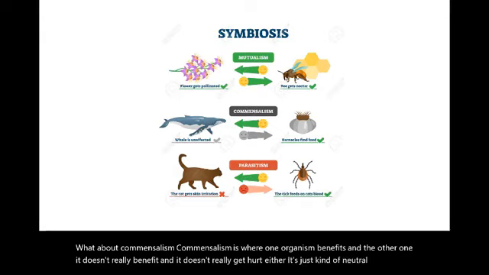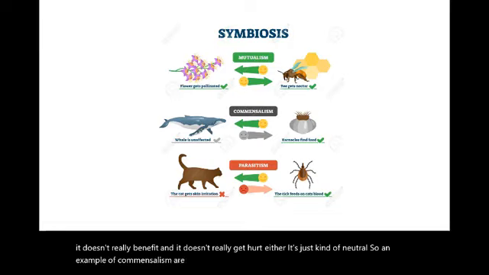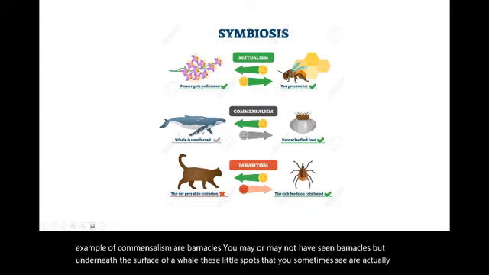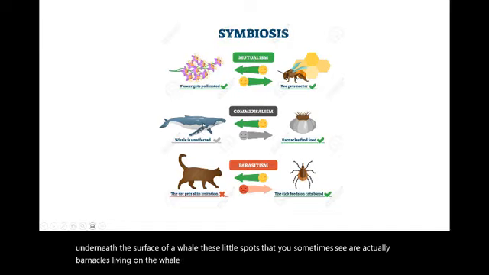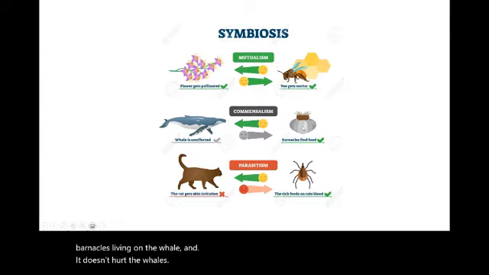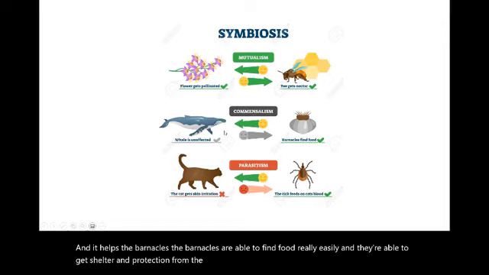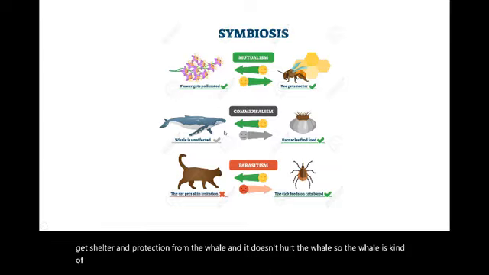So an example of commensalism are barnacles. You may or may not have seen barnacles, but underneath the surface of a whale, these little spots that you sometimes see are actually barnacles living on the whale. And it doesn't hurt the whales. And it helps the barnacles. The barnacles are able to find food really easily, and they're able to get shelter and protection from the whale. And it doesn't hurt the whale, so the whale is kind of unaffected. So we would describe this as commensalism. Commensalism is where one organism benefits and the other one is largely unaffected.